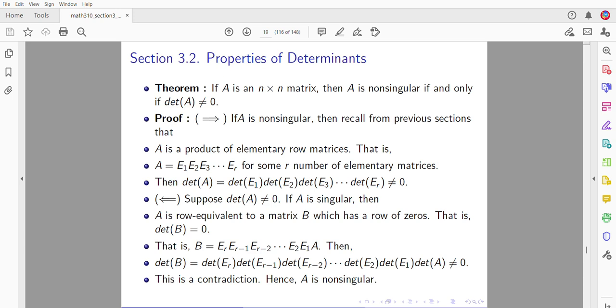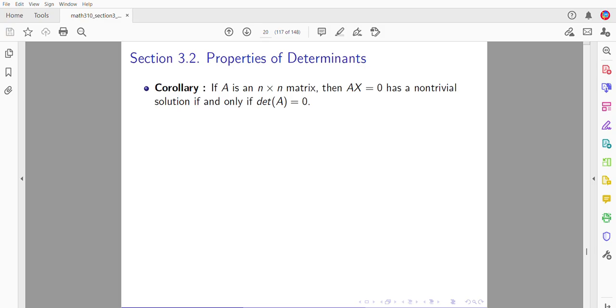Welcome back. Corollary: if A is an n by n matrix, then Ax equals 0 has a non-trivial solution if and only if determinant A is 0. Well, onward. Suppose determinant of A is 0. Then, what did we say from the previous theorem? A is singular. Determinant is 0 means A is singular. Okay, that is, its inverse does not exist.